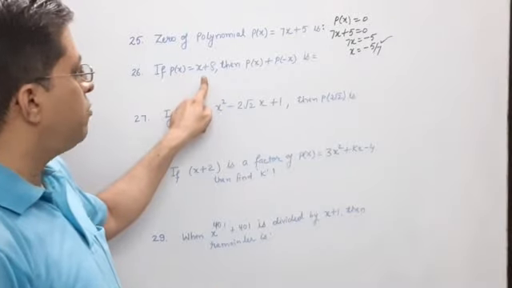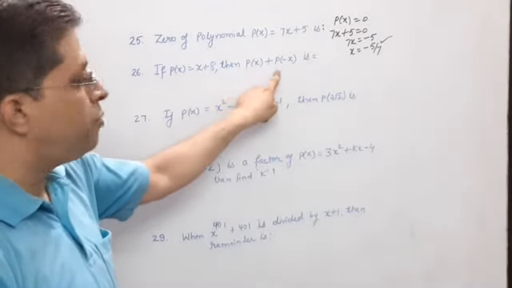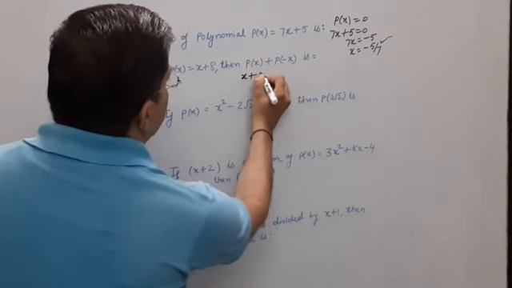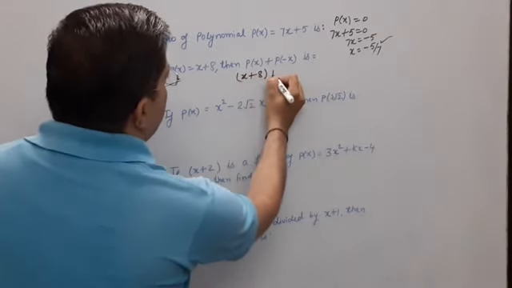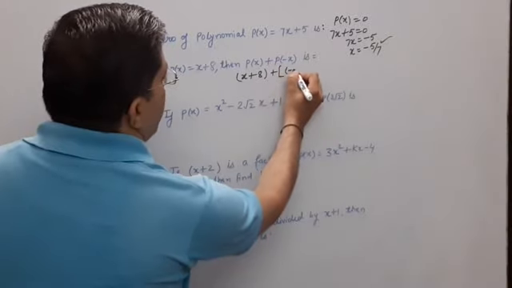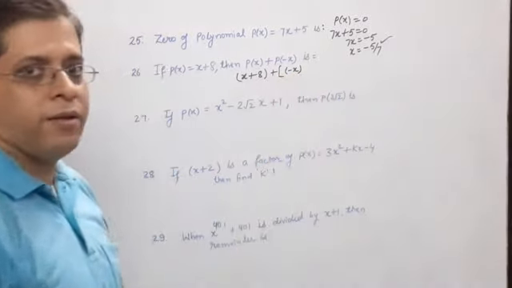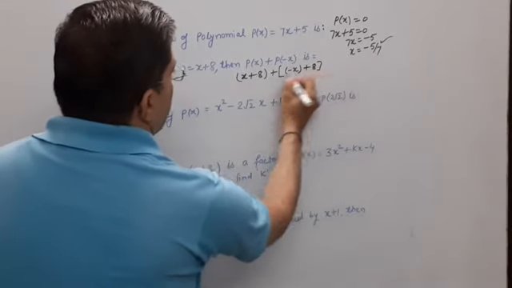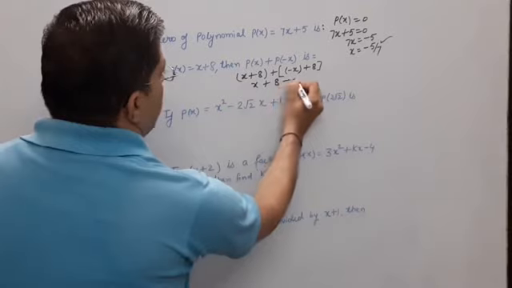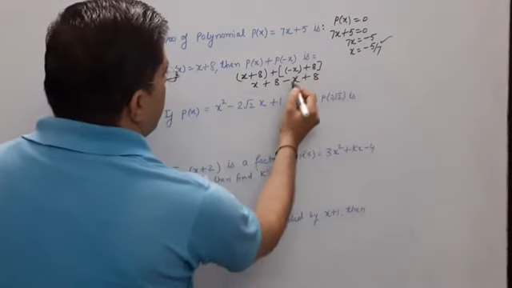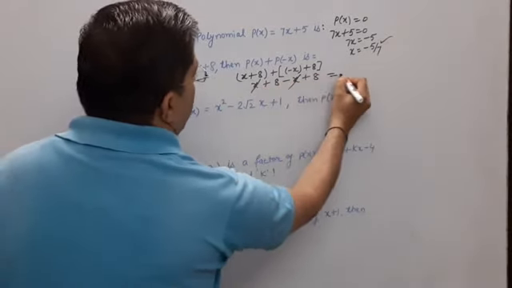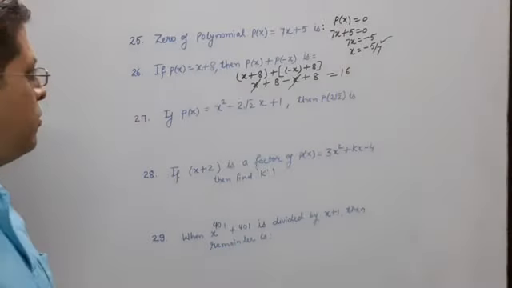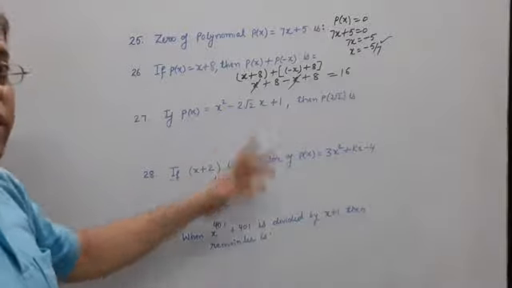p(x) is given to you, x plus 8. You have to find p(x) plus p(minus x). Okay. p(x) is your x plus 8. p(minus x) means where x is, you have to put a minus sign, and then plus 8. x plus 8 minus x plus 8. x and x cut, 8 plus 8, it is 16. This is your answer. Okay, it is a very good one.